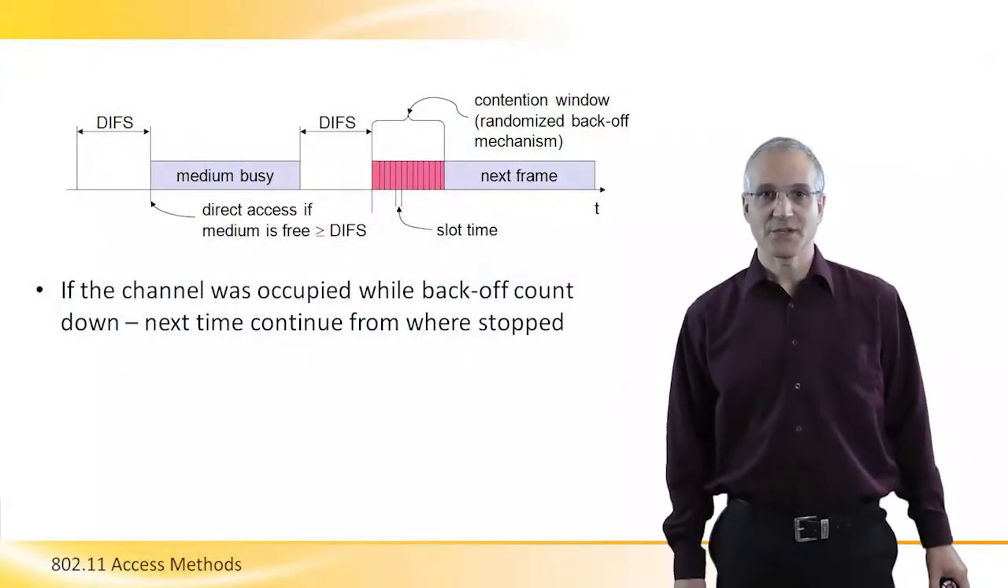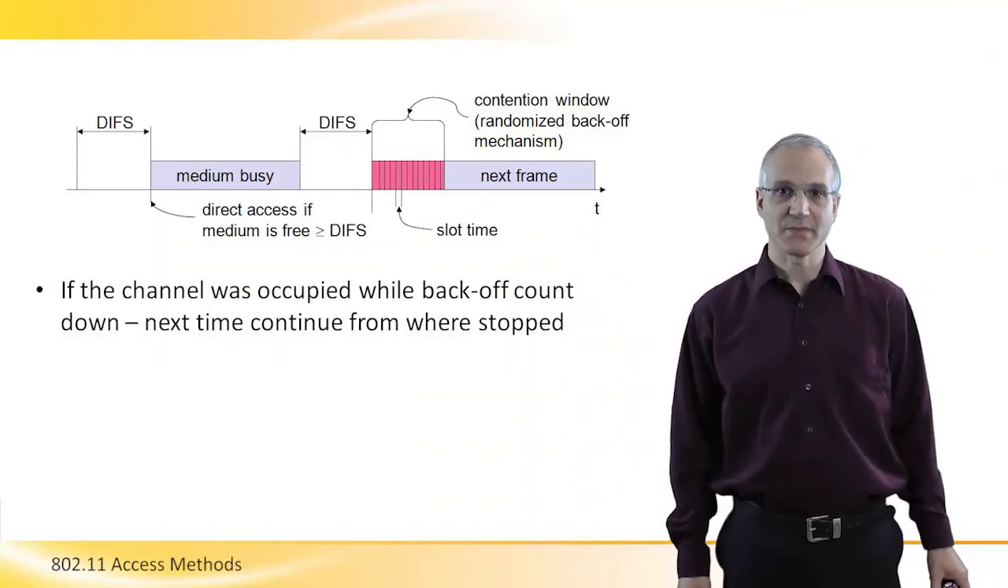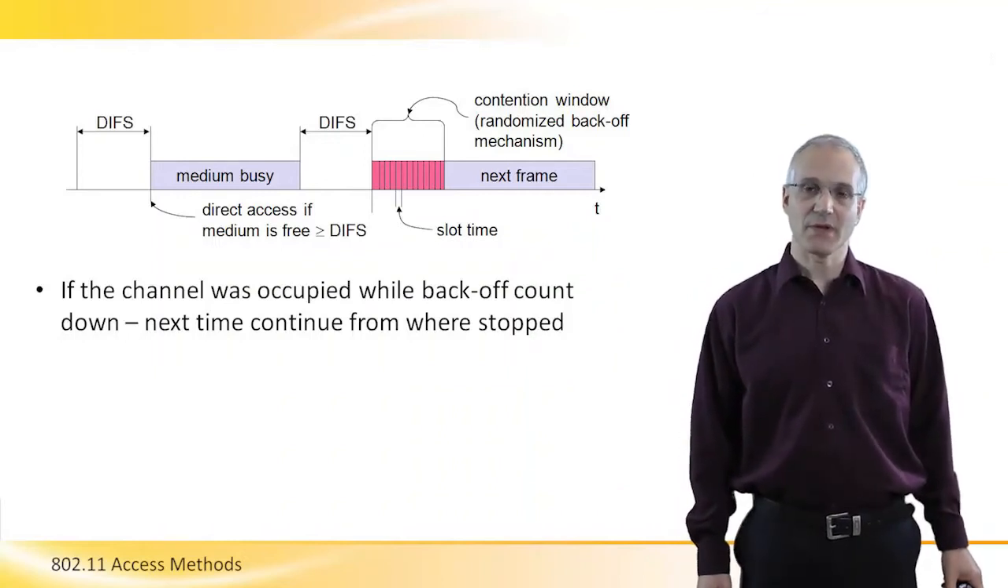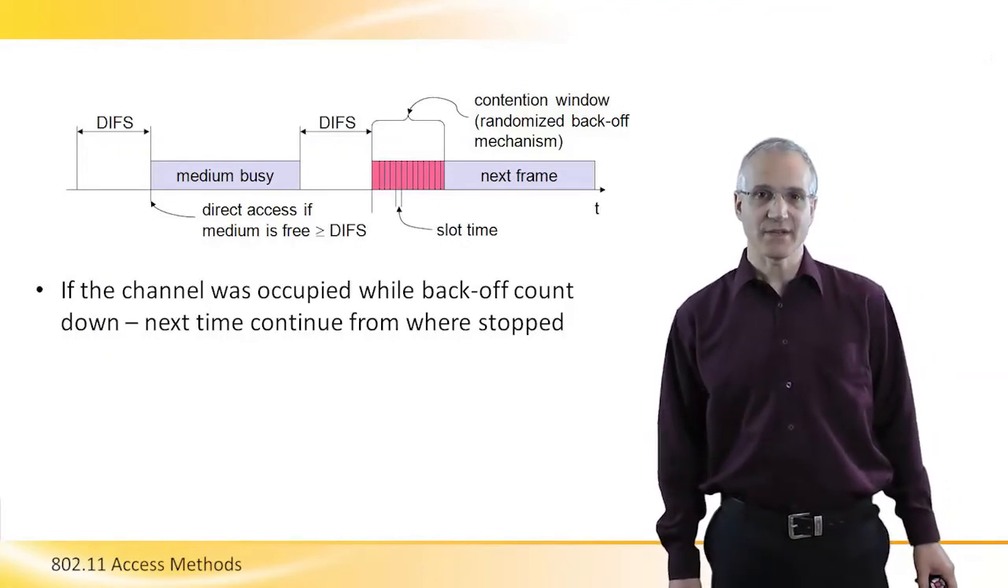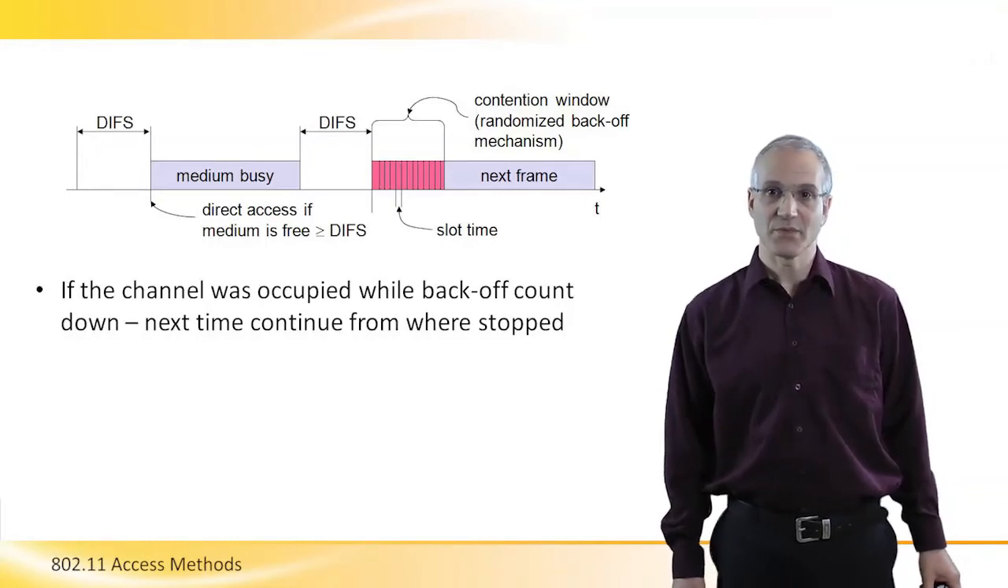To detect that the channel is idle, a user waits DIFS amount of time. But since we don't want to have collisions like in one-persistent CSMA, each user then waits a random number of slots before it starts transmission. This will avoid many collisions.